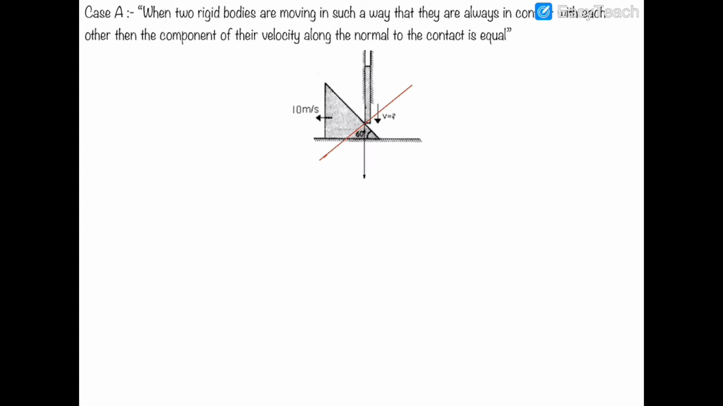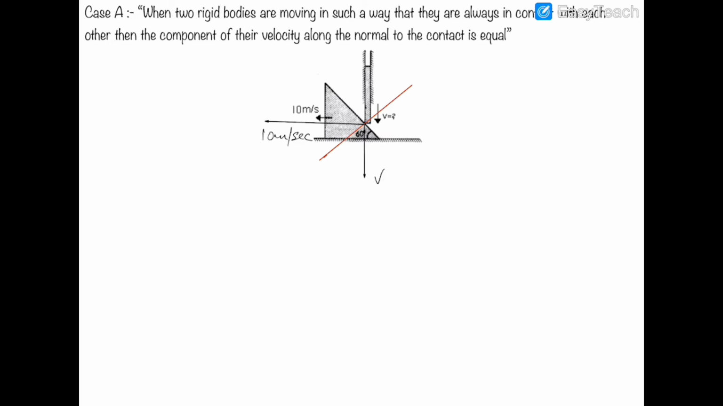And for simplification of the problem, we are drawing the direction of velocities again. V is this, and 10 meters per second is this. Okay. Now the third step says that we have to resolve the velocities along the normal, and we have to equate these velocities to each other.